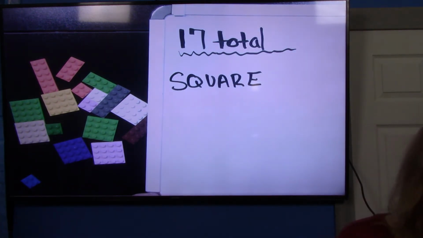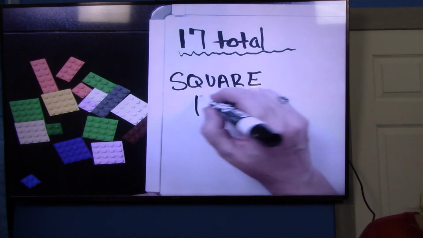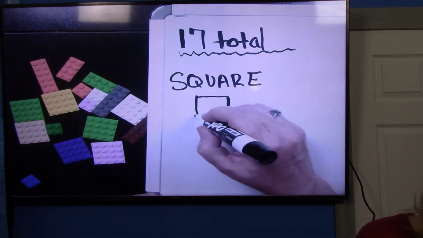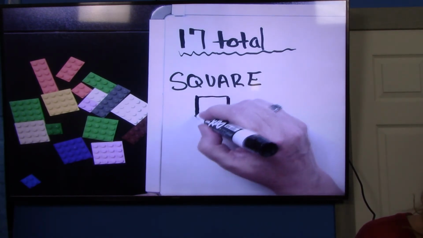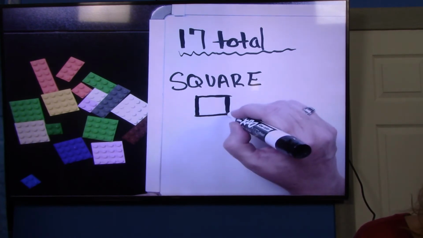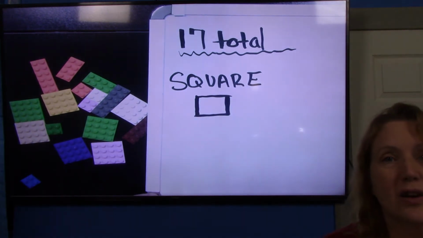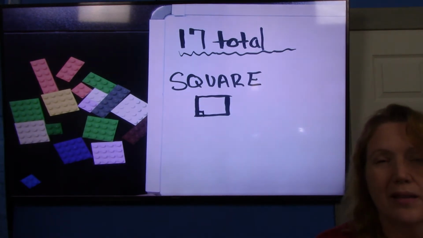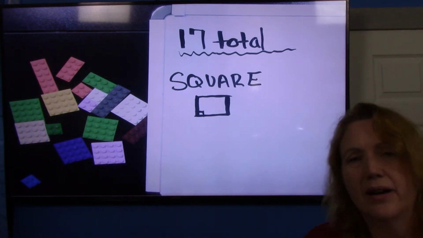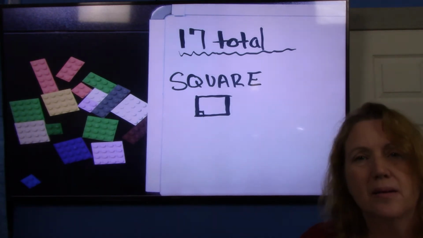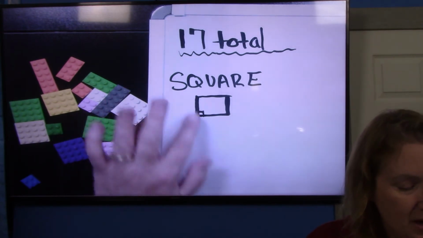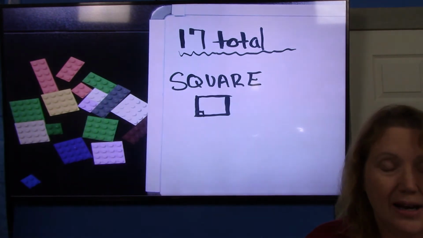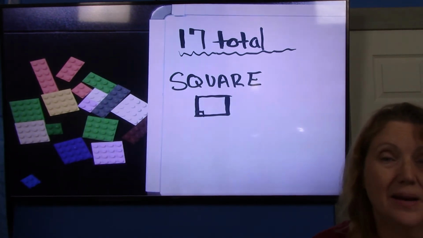A square is a figure that has 4 sides that are all the same. But in order for it to also be a square, the corners have to be straight like this. We call that a right angle, but all you have to do is make sure that your corners are straight and all your sides are the same, and then it's a square.